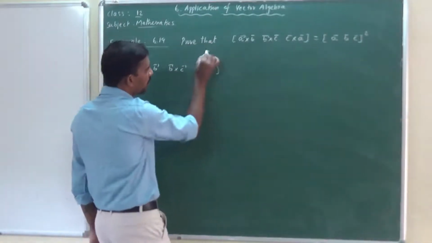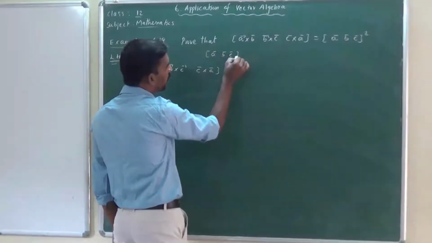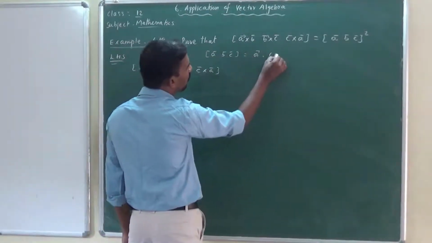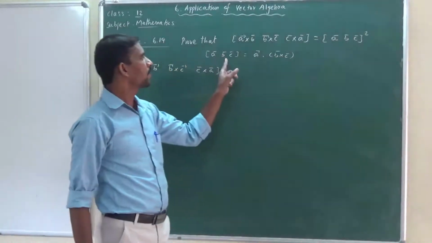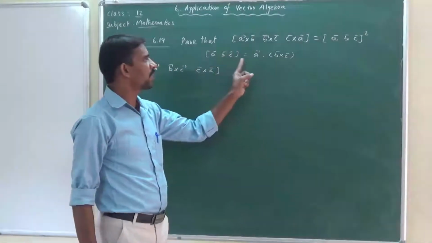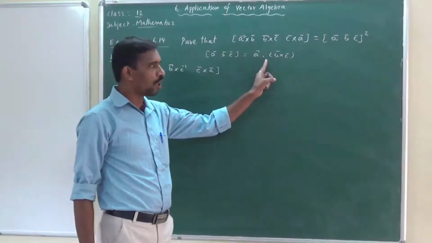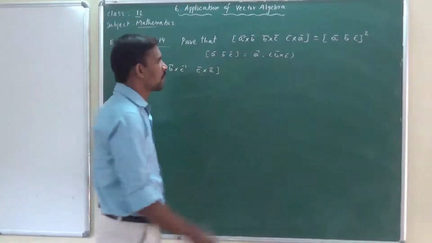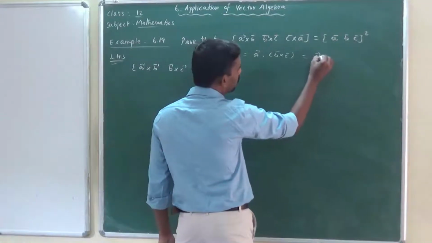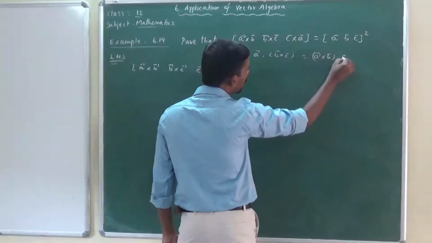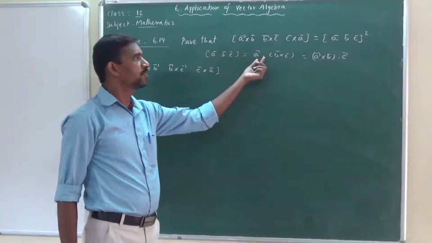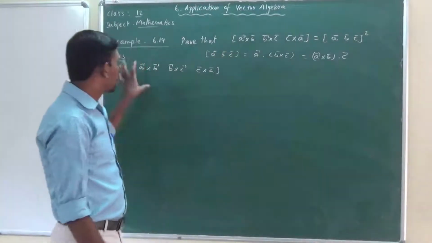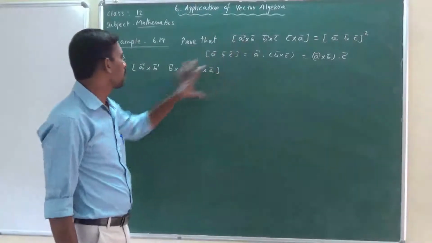We know that any box product can be written using one dot and one cross. See, the box product of A vector, B vector, C vector, we can write A vector dot B vector cross C vector. Otherwise, we can write like this also, A vector cross B vector dot C vector. So we can write any box product using one dot and one cross. So I follow this method only here.